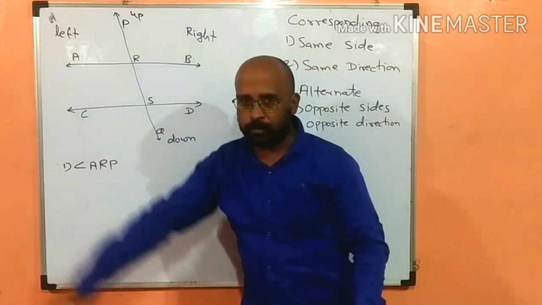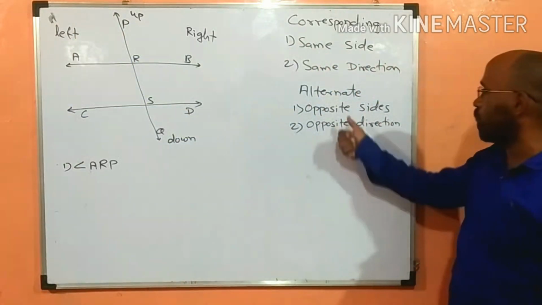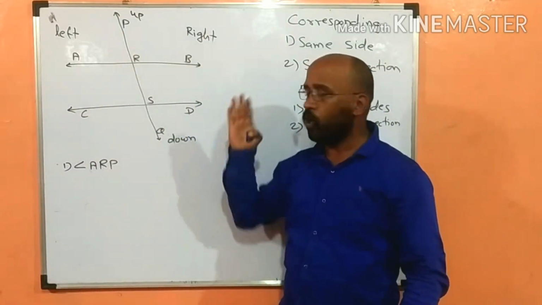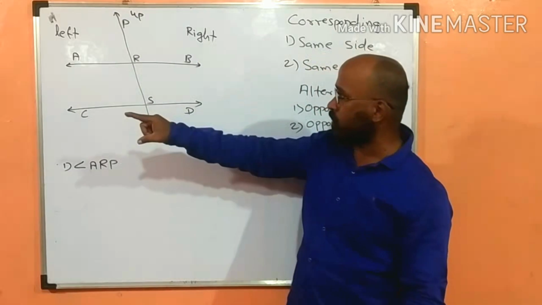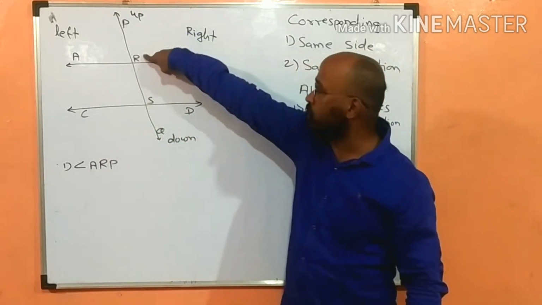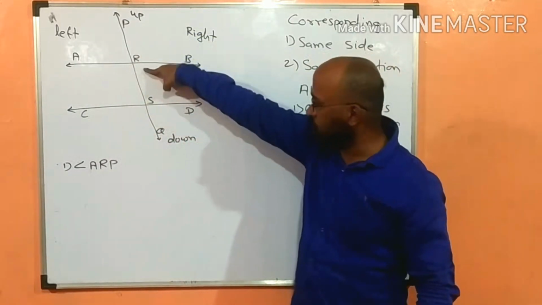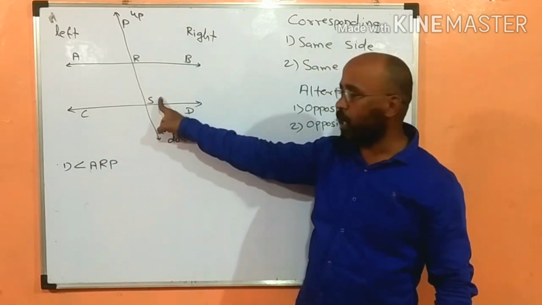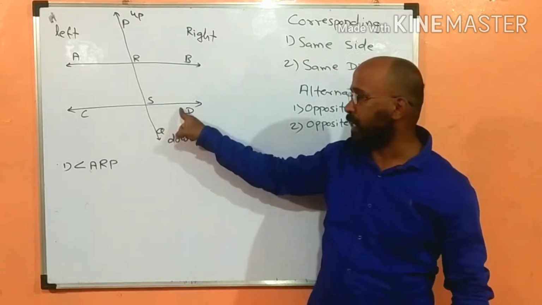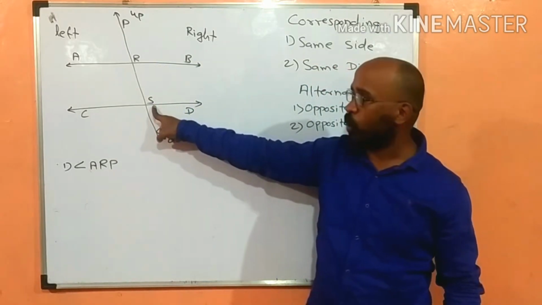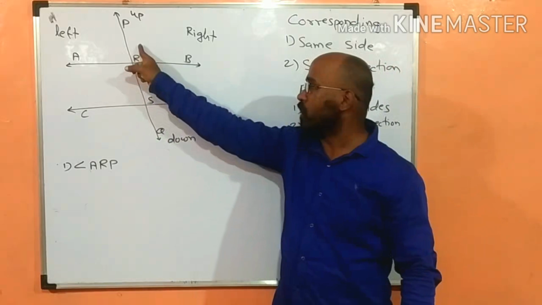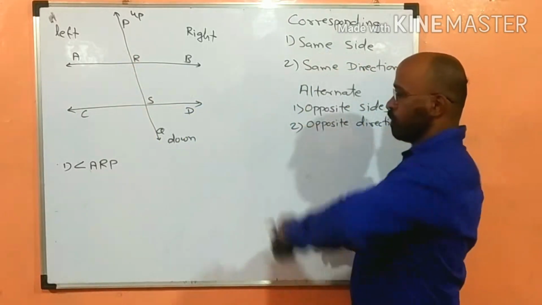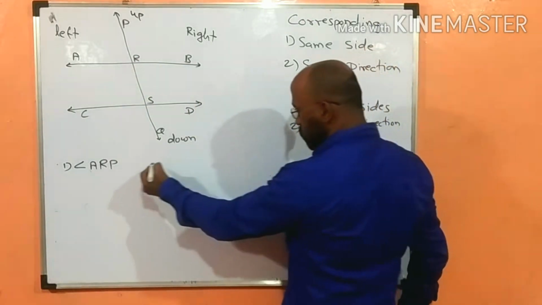So angle ARP, on which side of the transversal is it? ARP is on the left side. So its alternate angle is on the opposite side, means its alternate angle will be on the right side. On the right side, how many angles are there? Four angles. This one BRP, this one BRQ, this one DSP, and this one DSQ. So its alternate angle will be any one among these four angles. Clear, students? So let us see one by one.